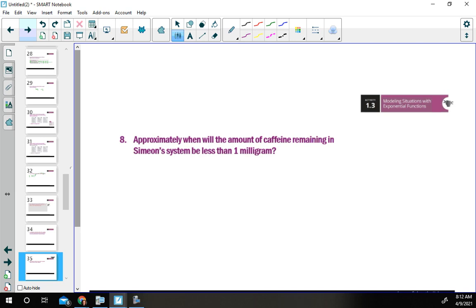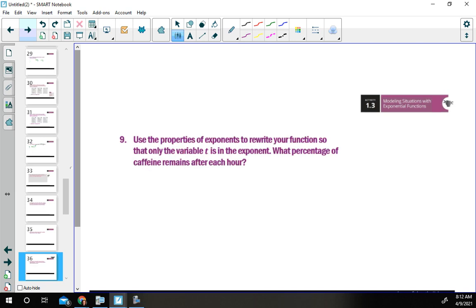Okay, question 9 here. Use the properties of exponents to rewrite your function so that the only variable t is the exponent. So right now we have, well, that's a t. I'm going to keep it an x to make it easier. We have this. So I need to figure out how I can rewrite this where that divided by 5 isn't in there. There's actually a way we can write another type of equation that's still the same exponential, but maybe the base or the y-intercept is a little bit different. Okay, but it is the exact same function.